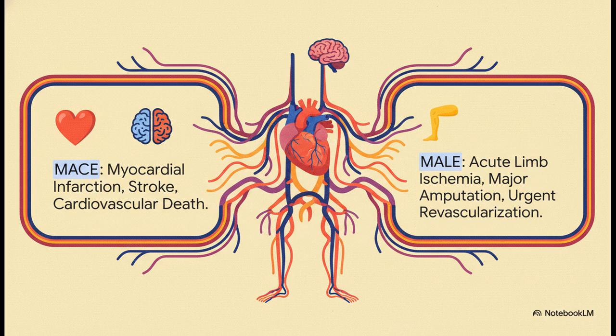And here it is, the dual threat. On the one hand, you've got MACE, major adverse cardiovascular events. We all know these guys: heart attacks, strokes, cardiovascular death, the usual suspects. But, and this is the crucial part for our patients, they also face MALE. That's major adverse limb events. We're talking acute limb ischemia, a major amputation, or an emergency trip to the theater for revascularization. Both of these are just devastating outcomes, and our treatment plan has to hit both targets, hard.